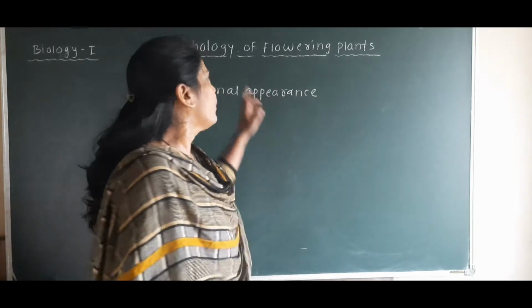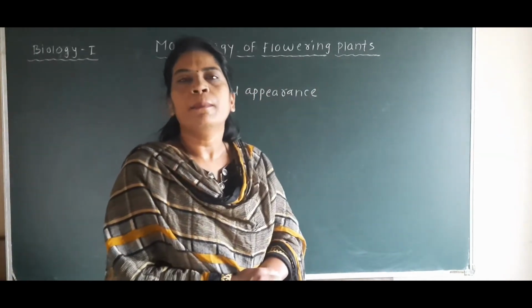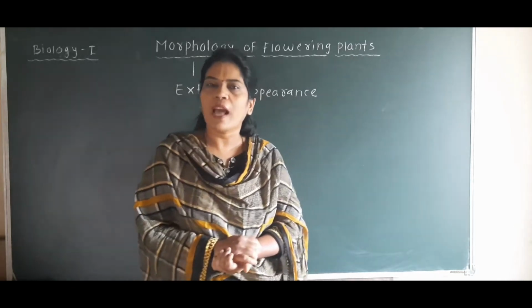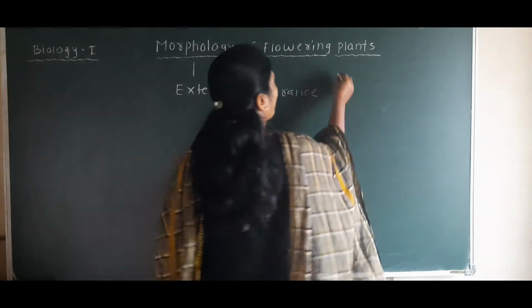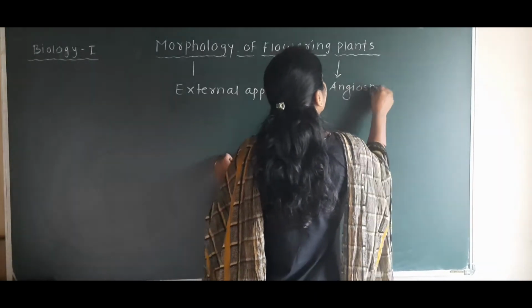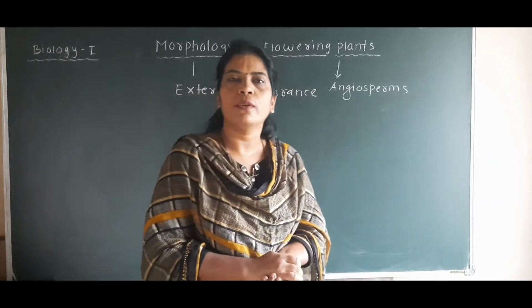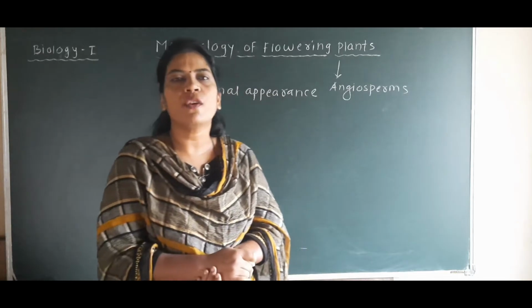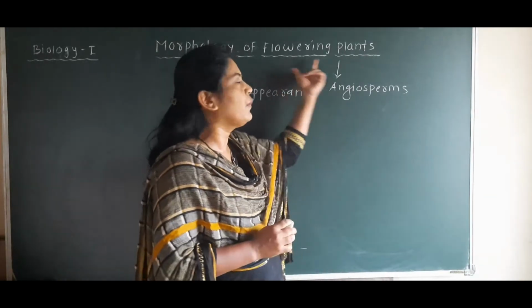Okay, so morphology of flowering plant. Flowering plant means the plant which has a flower is called the flowering plant. Another name of this flowering plant is the angiosperms. It is called the angiosperm because in the kingdom Plantae we are going to discuss the different divisions of the plant. So angiosperms are commonly called the flowering plants.